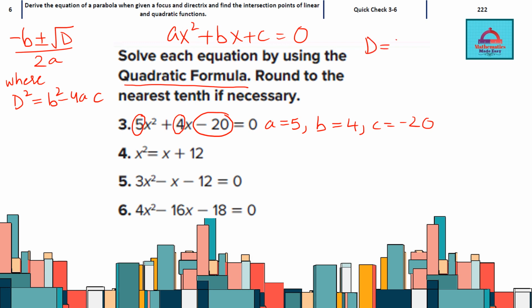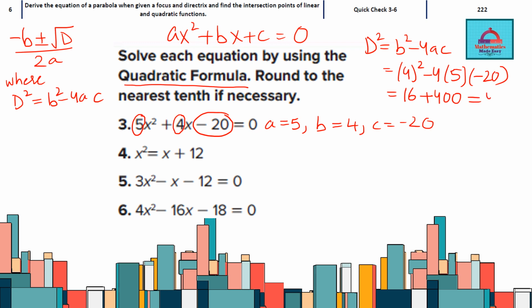Let's calculate the discriminant. So D square is B square minus 4AC. So B square is 4 square minus 4 times 5 times minus 20. I'm putting the values. So 4 square is 16 plus 400. So this is 416. Now this is the value of D square. So D is going to be square root of 416. So let's calculate the square root. Square root of 416 comes out to be 20.39. Okay, we are taking it in this way.